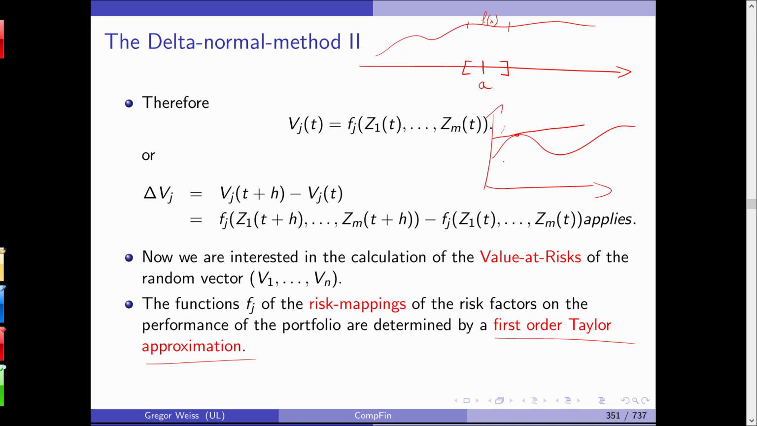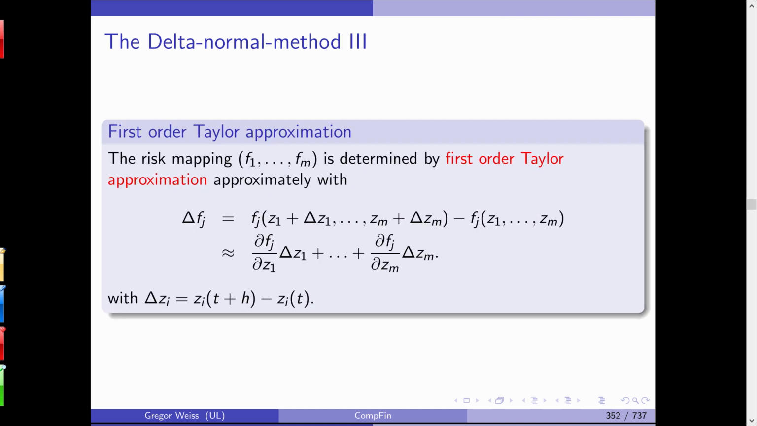A second order Taylor approximation would then of course include a term of x raised to the second power, so x squared and so on. And because we are using a linear function, we also call this a linear approximation. Then this risk mapping f1 to fm is given by a first order Taylor approximation, so it is just the change in the risk factors multiplied by the partial derivatives of those risk mappings with respect to the individual risk factors.